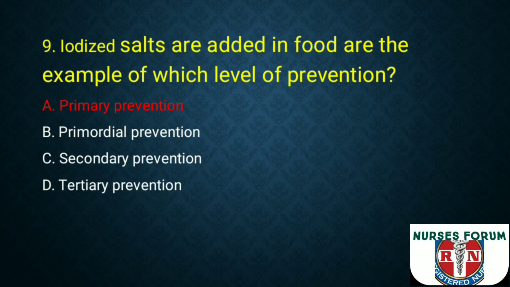Immunization, improvement of environmental sanitation, chemoprophylaxis, all nutritional programs, all national health programs. These are all examples of primary prevention. This is the example of specific protection. That is, we are adding iodized salt into the food, which will reduce the chance of development of goiter. That means we are specifically protecting the individual from development of goiter.